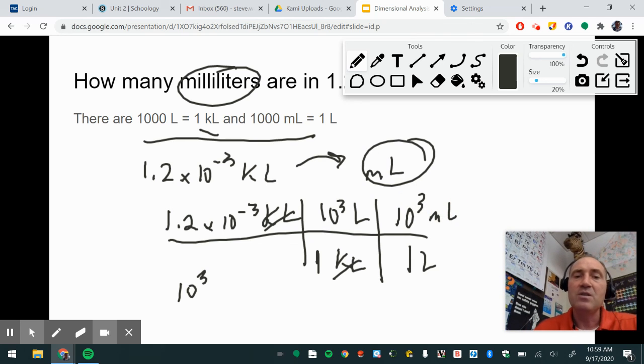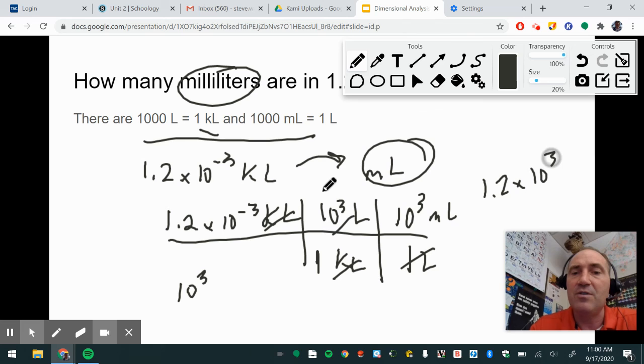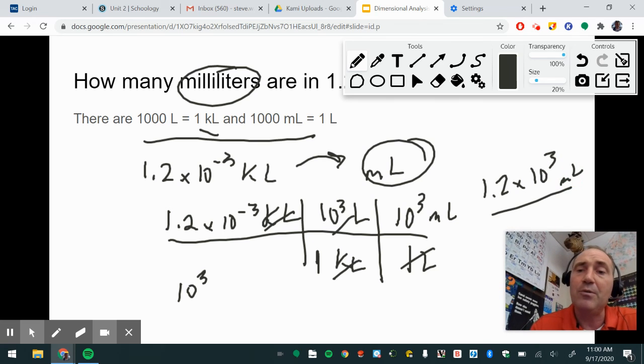Now if I use exponents, when you multiply, you always multiply across the top and divide by the bottom, so you actually just add the exponents. I'm going to add negative 3 plus 6. So this is going to be 1.2 times 10 to the third milliliters as my answer, or 1,200 milliliters, because that's times 10 to the third. It makes perfect sense, right?